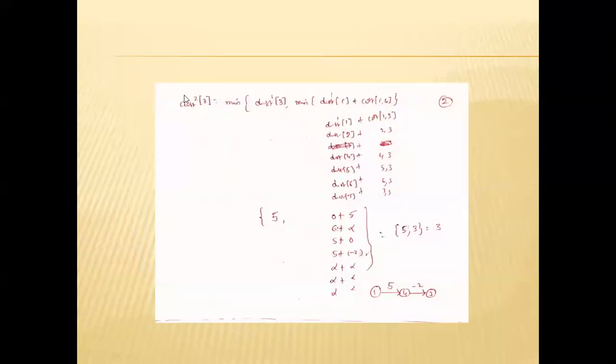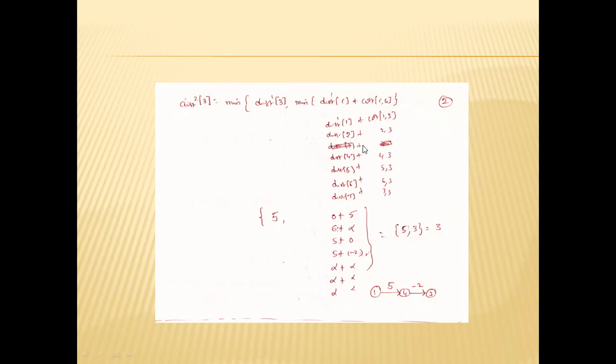So next one, distance square 3. Distance square 3 means the minimum of distance power 3 comma the minimum of distance power 1 plus cost of 1 comma 3, next distance power 1, 2 plus cost of 2 comma 3. You are not calculating distance power 3. Already distance power 1, 3 is there and cost of 3 comma 3 is 0. So we are not considering distance power 3 plus 3 comma 3, because there is no edge present for 3 comma 3.